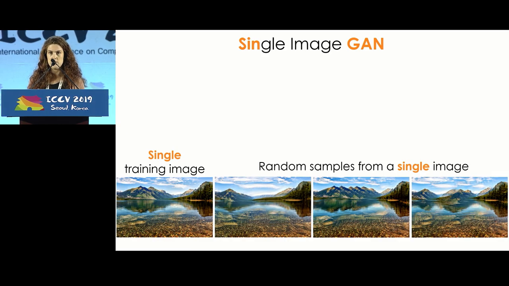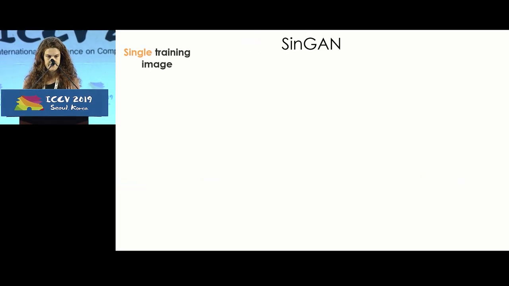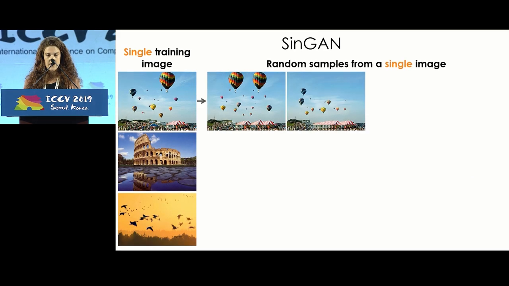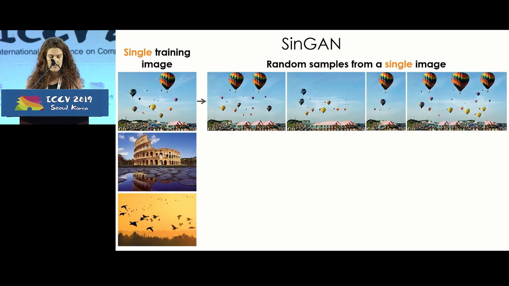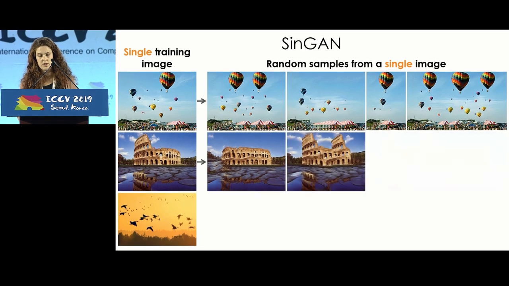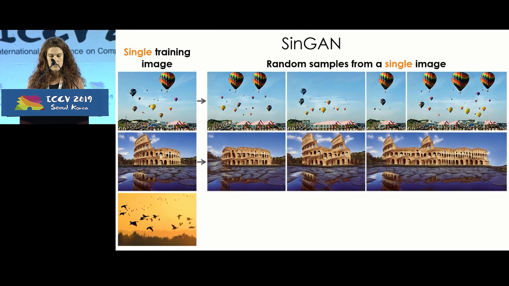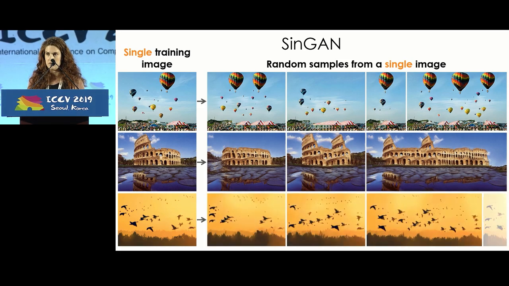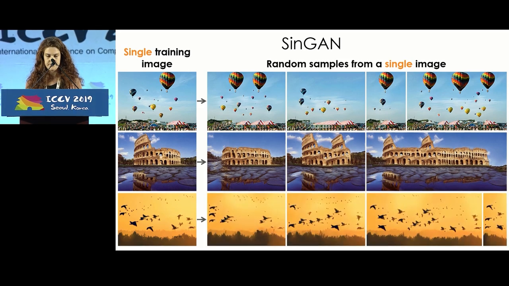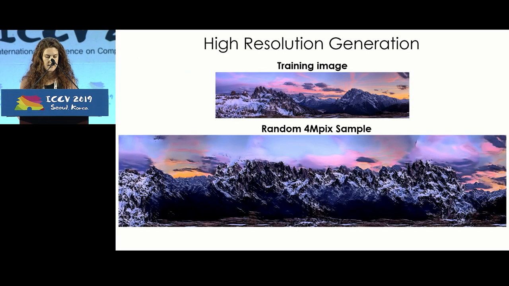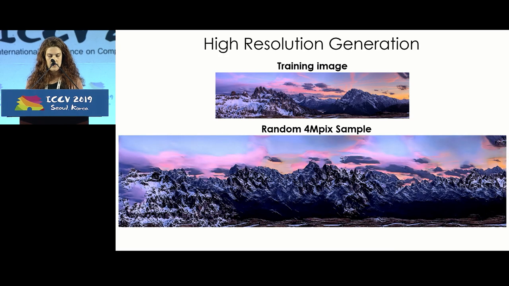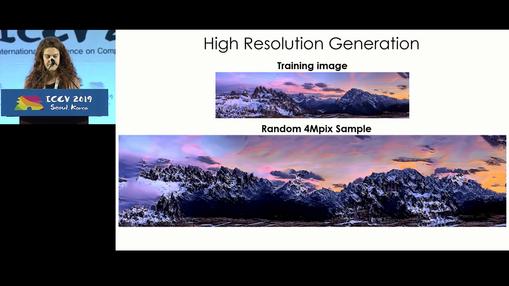This allows us to deal with general natural scenes. Once trained, SinGAN can produce diverse, high-quality image samples of arbitrary dimensions, which semantically resemble the training image, yet contain new object configurations and structures. User studies show that our generated images are often confused to be real images. SinGAN is resolution agnostic and can be easily applied to high definition images. Here are 4 megapixel samples.